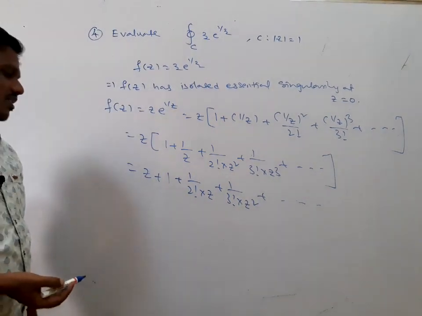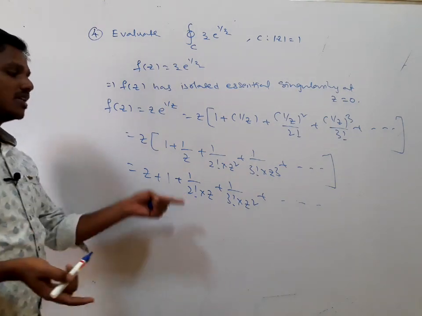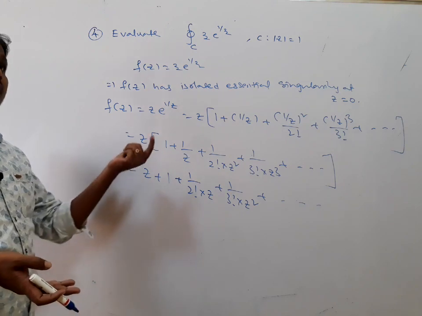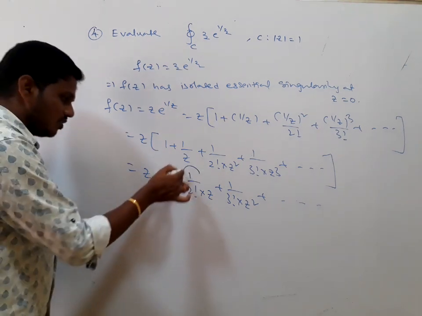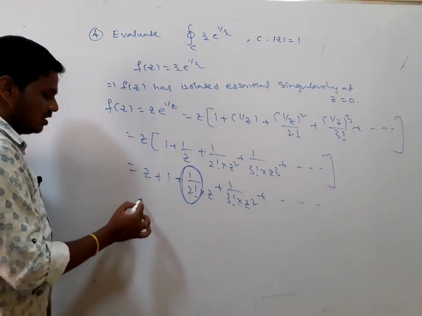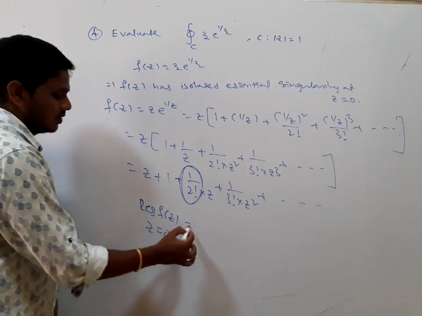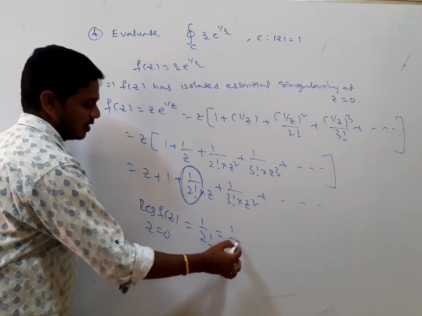How? What is the residue here? The coefficient of 1 by z about z is equal to 0. About z is equal to z naught, the coefficient of 1 by z minus z naught. What is the coefficient here? 1 by 2 factorial. So the residue of f of z at z is equal to 0 is 1 by 2 factorial, which is 1 by 2.